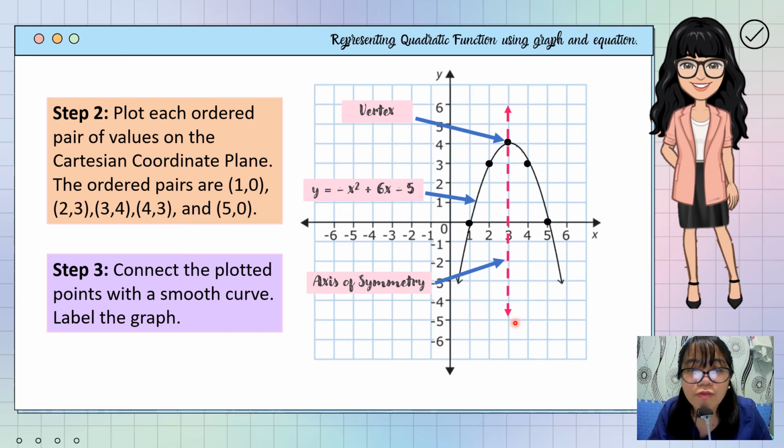So the axis of symmetry always passes through the vertex, since vertex is also the middle point. Aside from being the maximum or the minimum point, vertex is also the middle point because it is where the axis of symmetry passes.